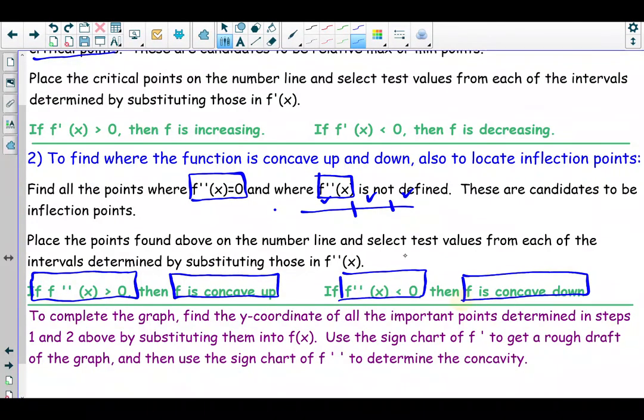And if the second derivative changes sign from plus to minus or minus to plus, meaning that concavity is changing from concave up to concave down or vice versa, then those points are going to be inflection points. And to complete the graph, typically we can find the y-coordinates of all the important points, and then we're going to use a sign chart for f prime and sign chart for f double prime to complete the graph. And with that, let's take a look at an example.